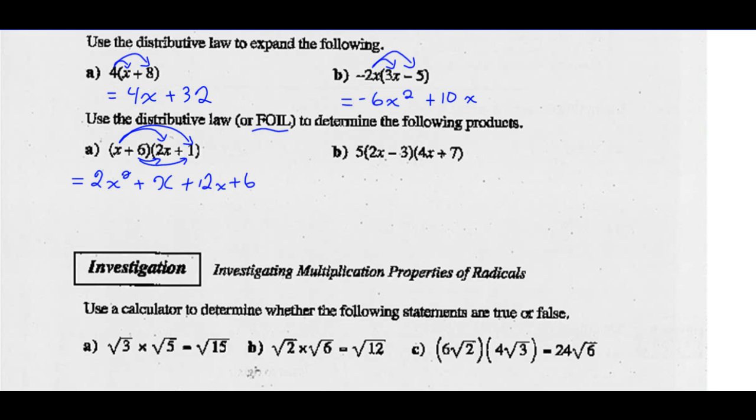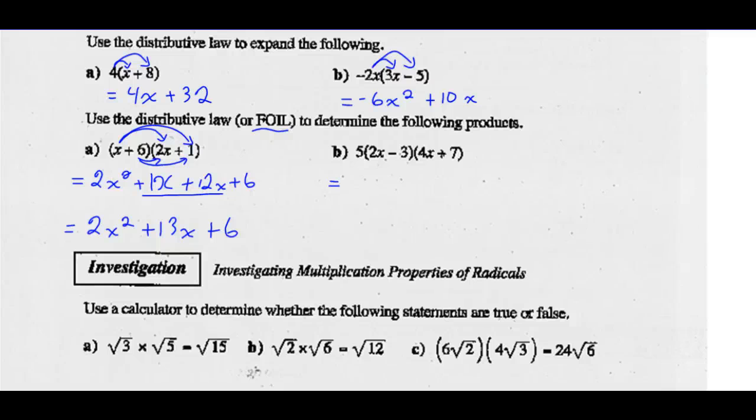Now we're going to collect like terms. The 1x and the 12x are the same, so we can add those two together. So 1x plus 12x is a positive 13x. And those are the only two like terms, so we can only combine the two x terms.